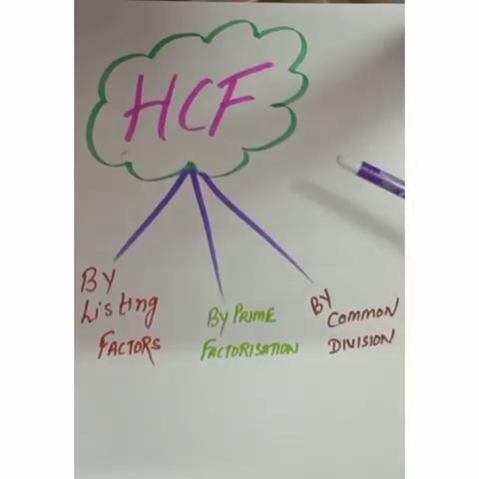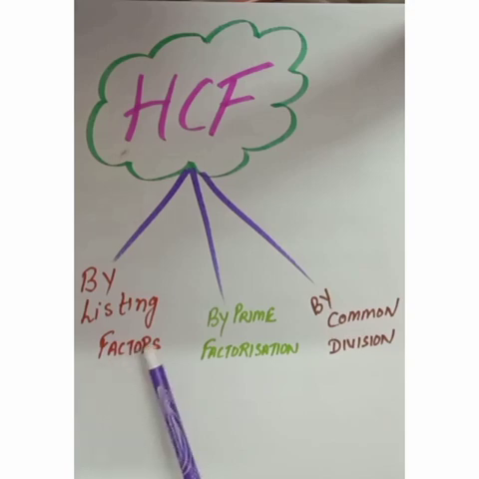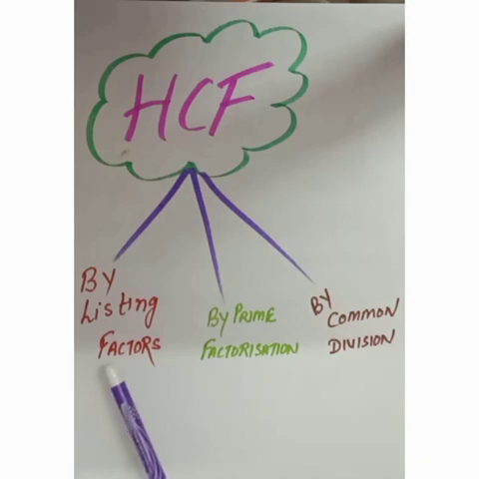Now there are three ways to find the HCF. The first method is the listing factors method. In this we write the factors of both the numbers and find the highest common factor from them. In the second method we find the factors by the prime factorization method, and in the third method by the common division method. So let's start with our first method, the listing factors method.